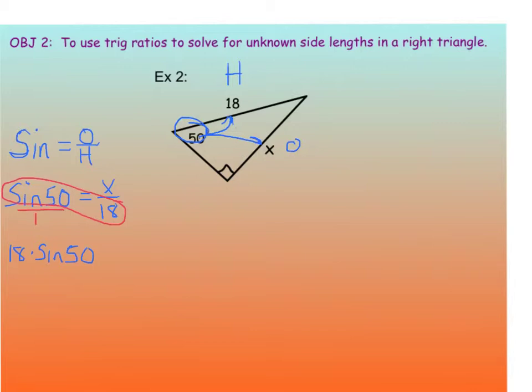18 times the sine of 50 will give us X equals 13.79 when you round up the 13.788. So it'll be 13.79. Sorry about my poor letters. That will be the length of that missing side. And again, we don't care about this side. We're just looking for this side here right now. Eventually you'll have to find all the sides, and we'll work on that.